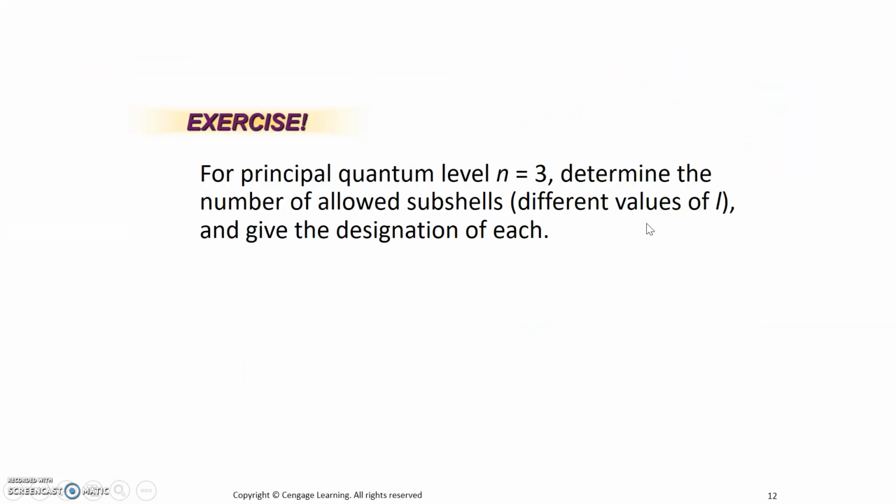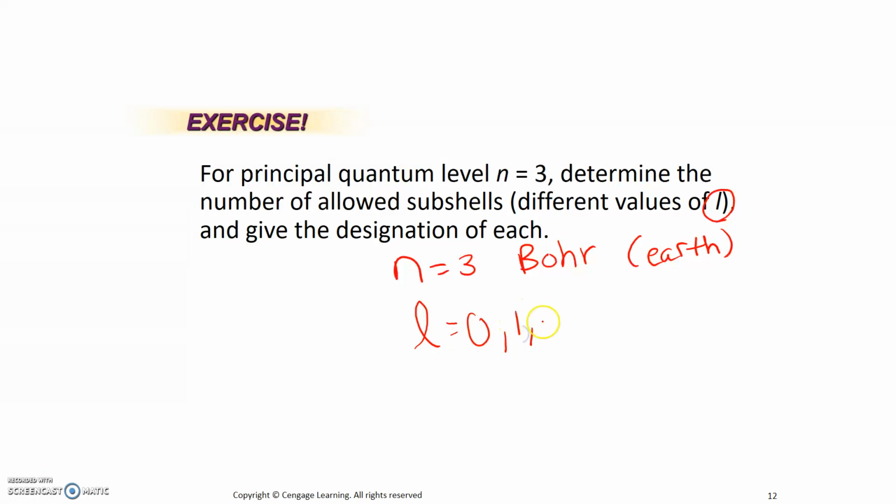So let's try one together. The principal quantum number is 3. Determine the number of allowed subshells, which are different values of L, and give the designations for each. So n equals 3, which just tells me my Bohr level. This is like telling you that I live on Earth. And then from there, I'm going to do n minus 1 to give me my L's. So my L's are going to start at 0 and then 1 and 2, because n minus 1 is 2. Then for the m's, again, this would be my S, P, D.